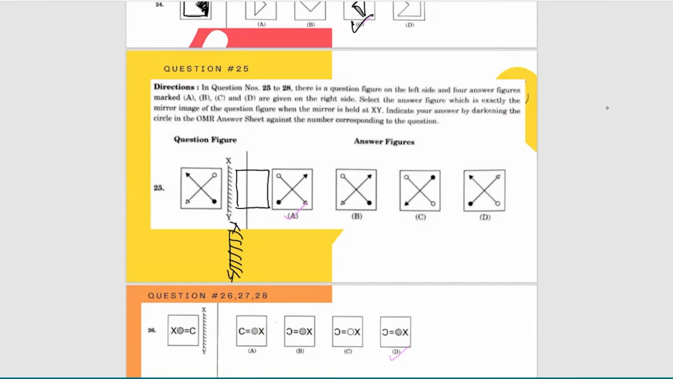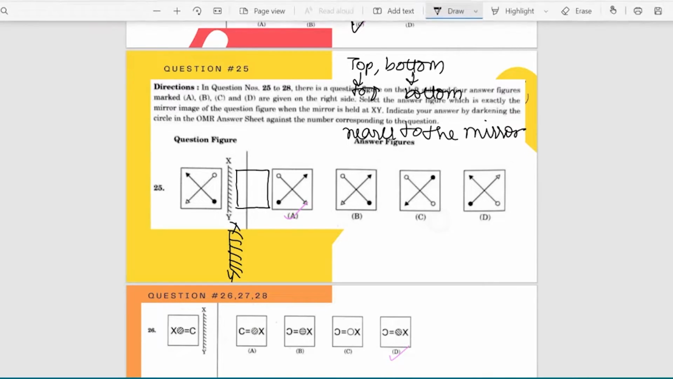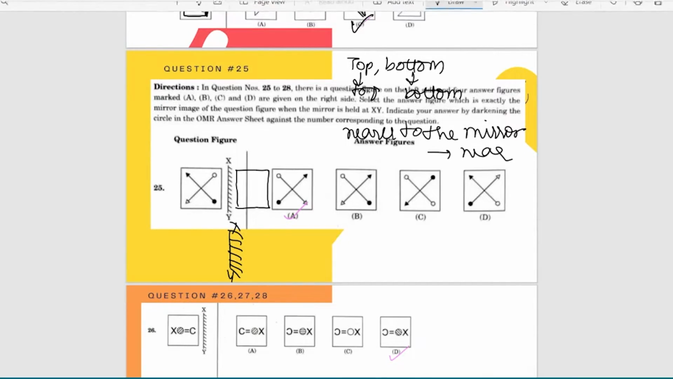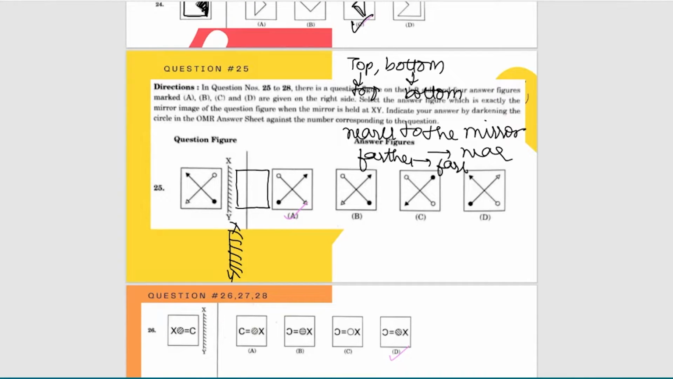So the rules of making a mirror image are whatever is on the top or on the bottom will stay the same. So whatever is on the top will stay on the top only. Whatever is on the bottom will stay on the bottom only. Also, whatever is nearer to the mirror, so nearer to line XY over here, will stay near only, and whatever is farther will stay far only.